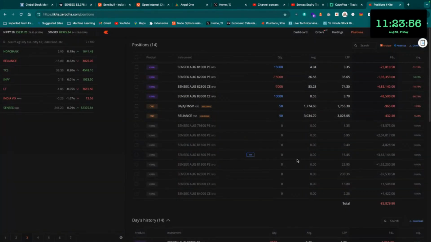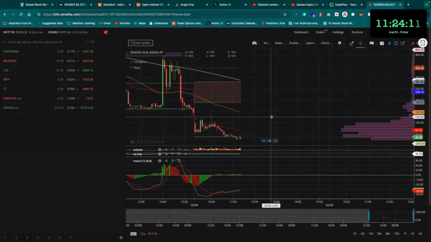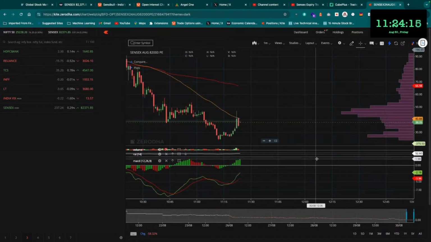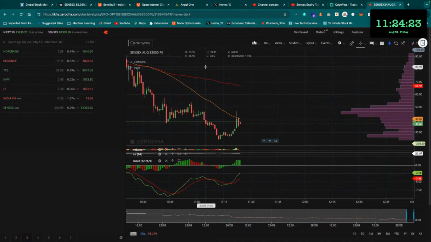So the losses have come down from 2 lakhs to 77, or 88, which is a good thing. I mean, these two are there, but they're negligible. So this is 82,000 P. Okay, let's look at the 15 minutes candle then, as suggested.